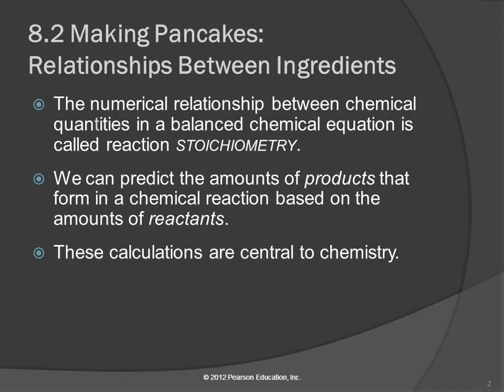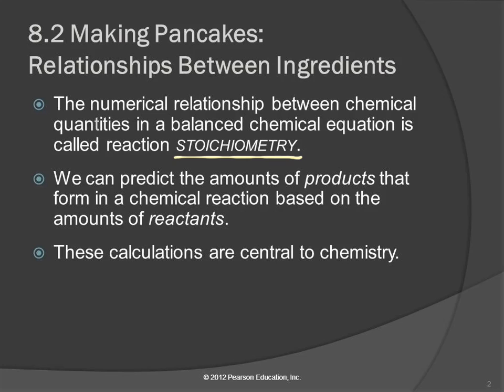So here's a new word for you. Stoichiometry. What does that mean? This is the numerical relationship between chemical quantities in a balanced chemical equation. So we've been talking a lot about balanced chemical equations and types of equations and what products form. Now we're going to look at the quantities, so we can predict the amount of the product that is formed based on the amount of reactants.